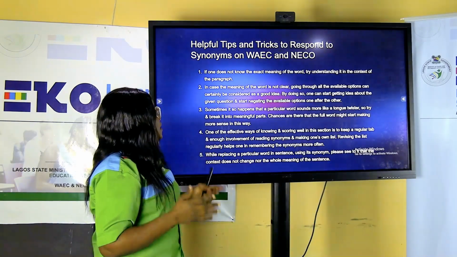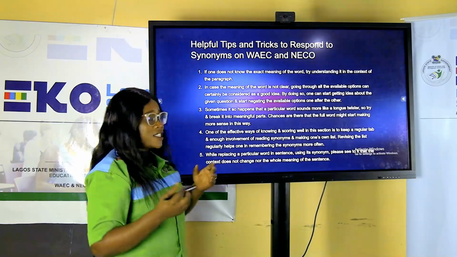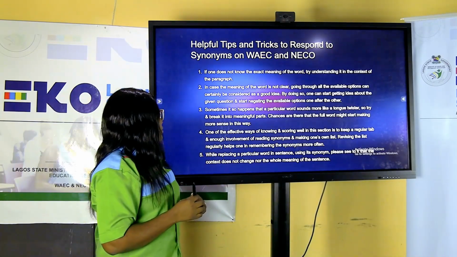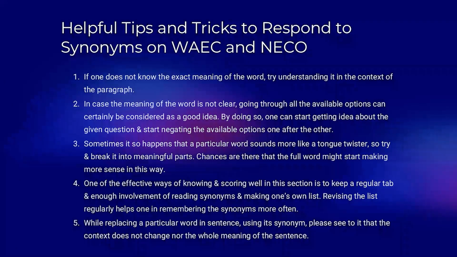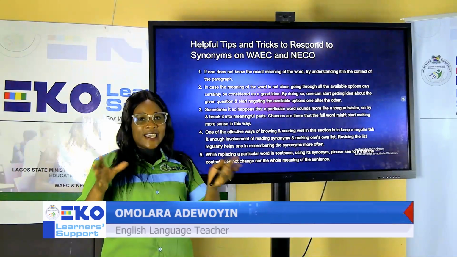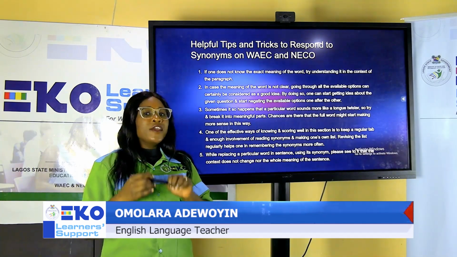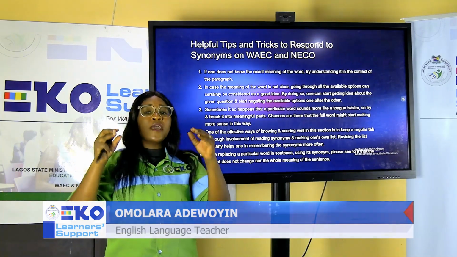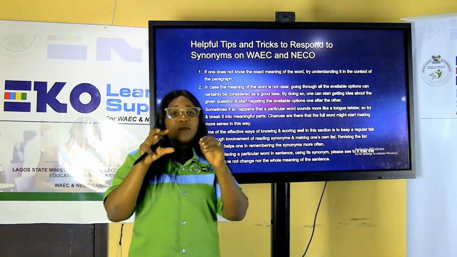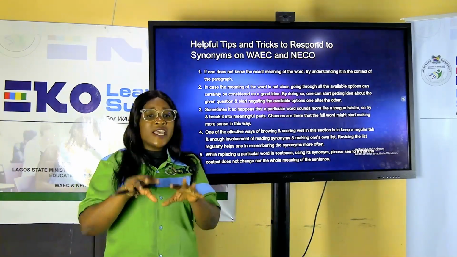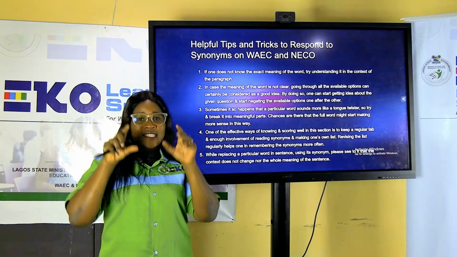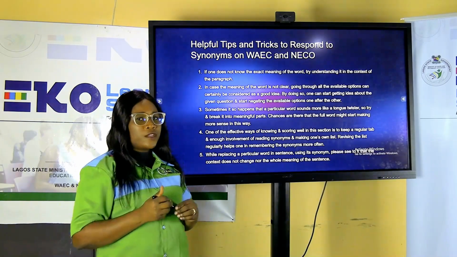Here are helpful tips and tricks to respond to synonyms on the WAEC and NECO exam. 1. If you do not know the exact meaning of the word, try understanding it in the context of its use. Context is king. Have you heard that saying before? When you understand the context, you will be able to tell the meaning of a particular word, especially the usage of that word in that sentence or in the paragraph where it is used.